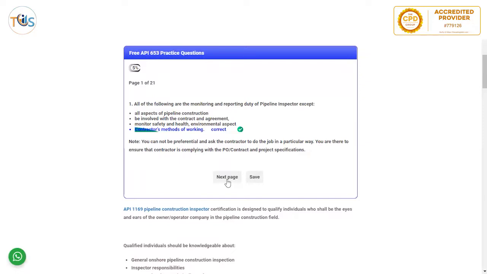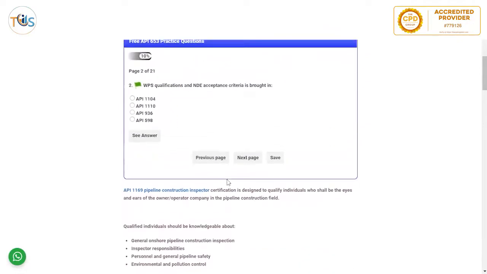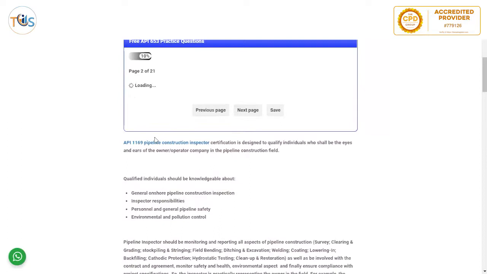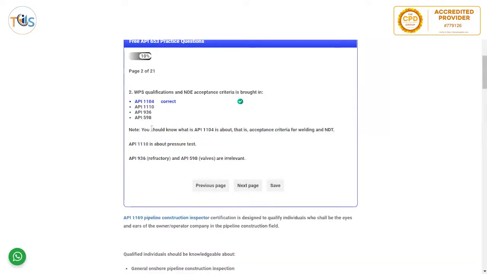That's good enough. Next, WPS qualification and NDE acceptance criteria is brought in API 1104. Now API 1110 is for safe pressure test, 936 is for refractory, and 598 is for valves. So the correct answer is the acceptance criteria for NDE and WPS is in API 1104 for pipeline.